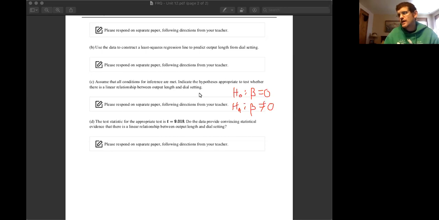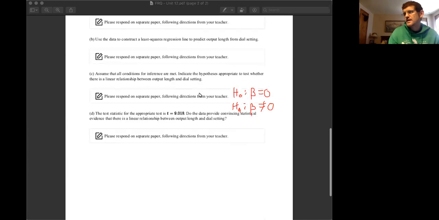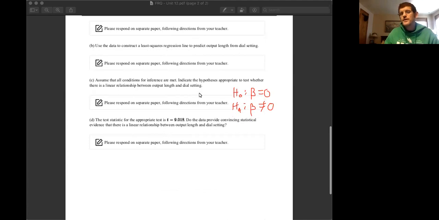If it specifically asked you to test that your slope was greater than 0, then of course we could do that. Or if it said you suspect there's a positive relationship between the dial setting and the output length, well, then you're testing that you have a positive slope. As one goes up, the other goes up as well. But whatever the case, it's maybe a good idea just to use not equal to 0 because it's a more conservative estimate.